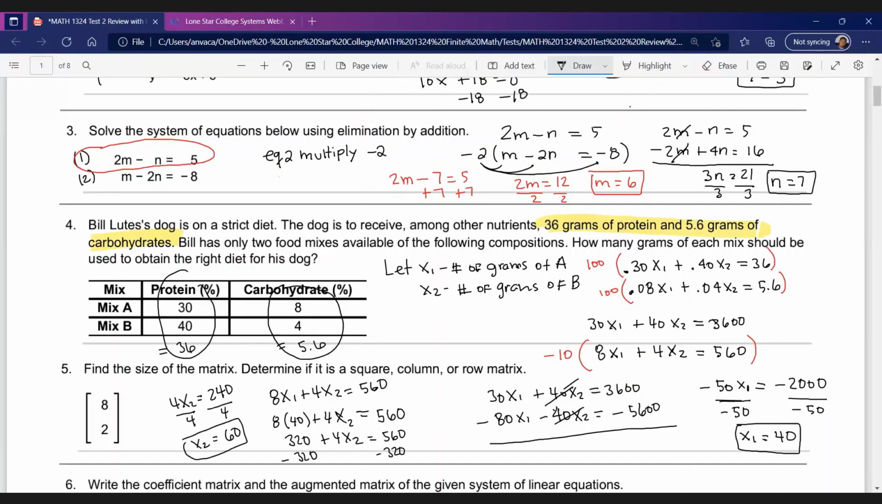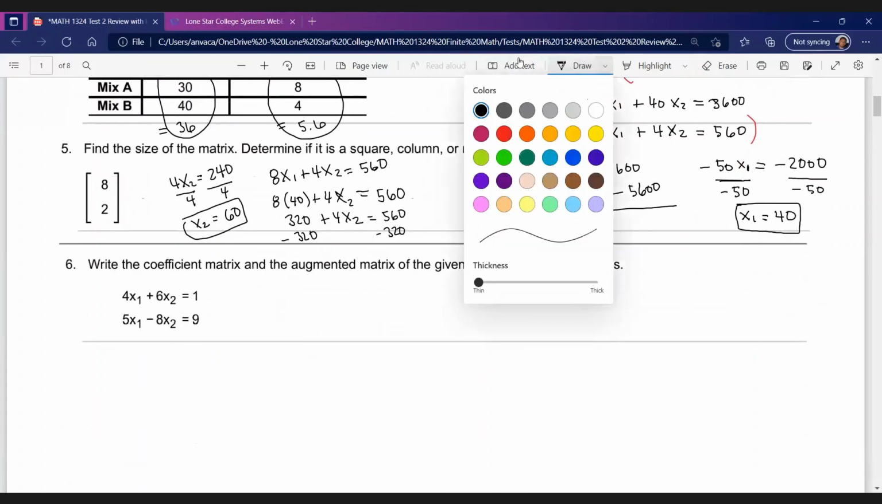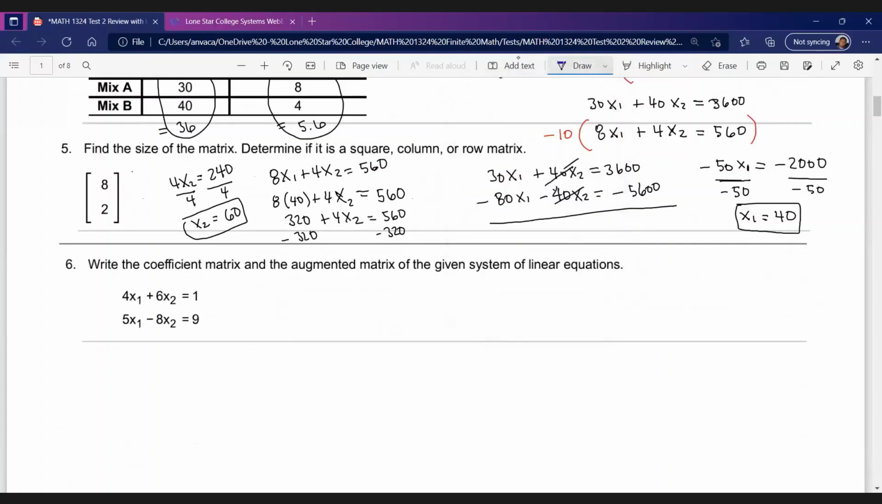All right, let's see if we can squeeze example 5 here. It says find the size of the matrix and determine if it is a square, column, or row matrix. So in this case, it has 2 rows and 1 column. Therefore, the size is 2 by 1. And this is a column matrix.